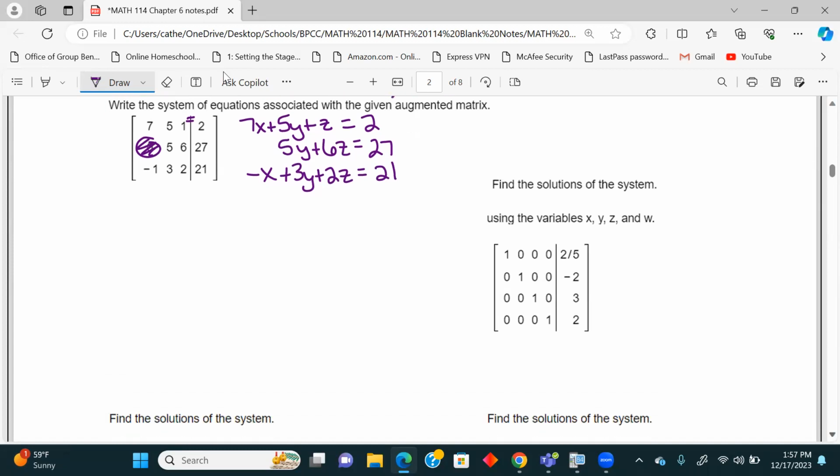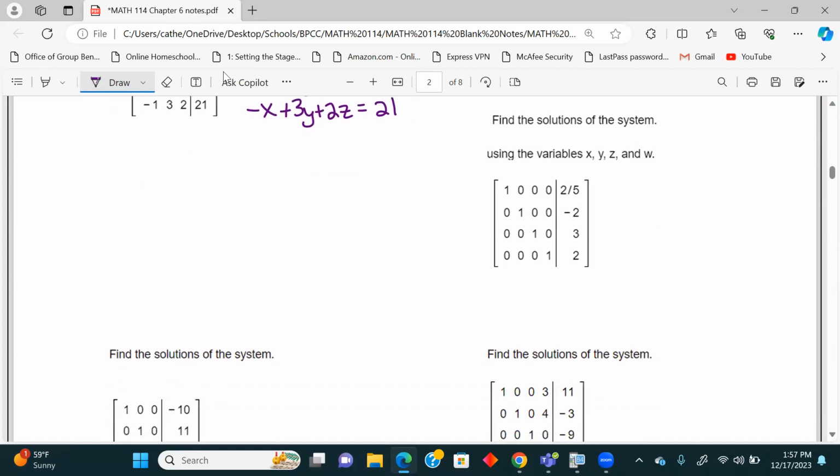All right, so we have this system here. It's already solved. It's called the identity matrix. When you have a diagonal of ones and all the other zeros, that means it's been solved, and the solution is on the right. So they want you to find the solutions, but we need to double check that last row.